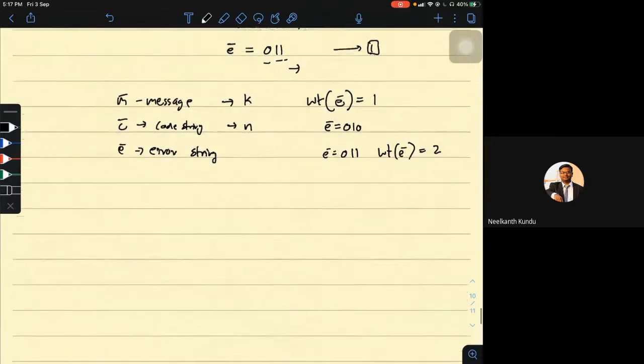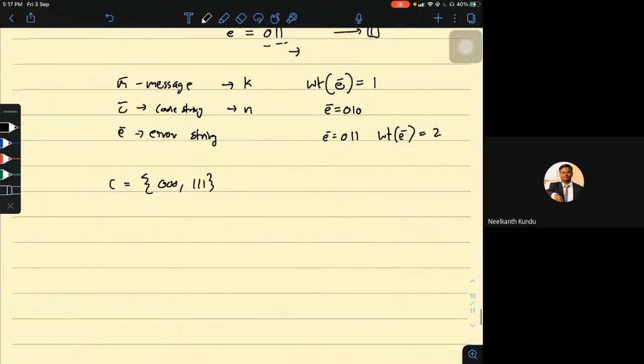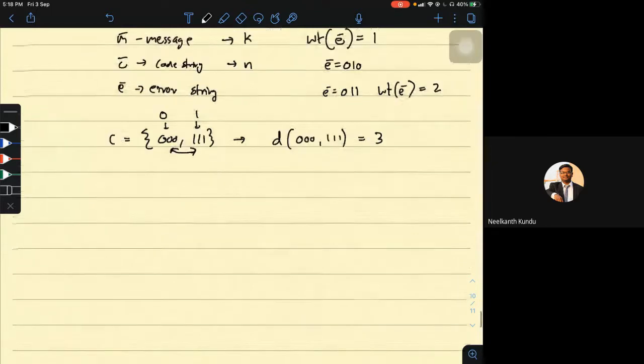Say here the code space is given by the vectors 0, 0, 0 and 1, 1, 1, and these are basically the code words. So if I have a 0 message and a 1 message, these are encoded as 0, 0, 0 and 1, 1, 1 for the repetition code. And the distance of the code is literally the number of bit flips between these two strings. So the distance between 0, 0, 0 and 1, 1, 1 will be 3, because I need 3 bit flips to go from 0, 0, 0 to 1, 1, 1.